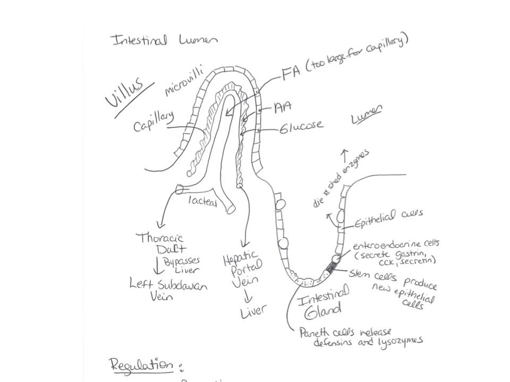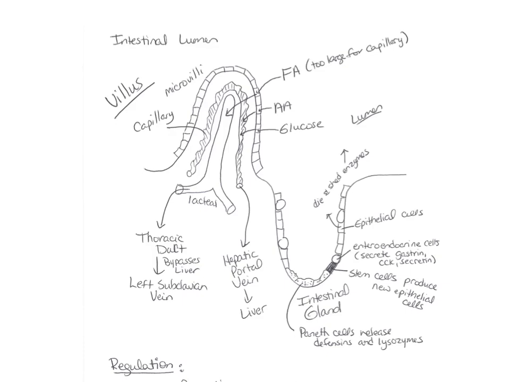Let's talk a little bit about the histology of the small intestine. So the small intestine has these circular folds. These folds are permanent folds. They're unlike the rugae of the stomach. The rugae in the stomach could flatten out when the stomach became distended.